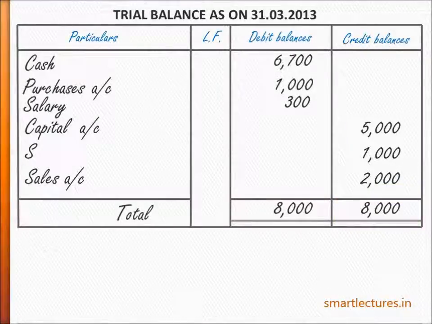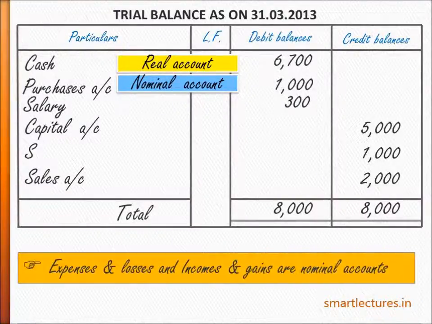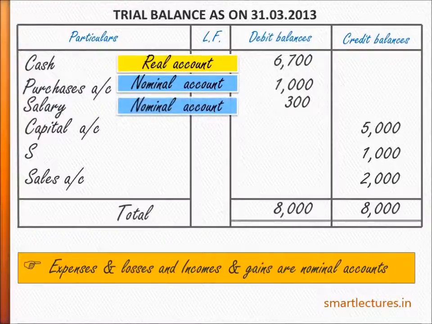Cash is an asset. This is a real account. Purchases account, it's a nominal account. Purchases account and sales account, expenses and losses and incomes and gains all are nominal accounts. Then salary account. Salary is the name of the expense. This is a nominal account. On credit side, capital account.